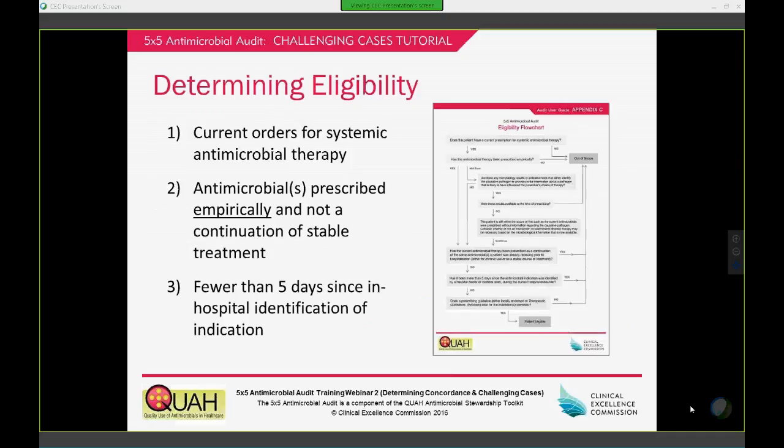So we'll just review the key eligibility criteria from the first webinar session. The first point is current orders for systemic antimicrobial therapy. The second point is antimicrobial therapy has been prescribed empirically and is not a continuation of stable treatment. Remember that empirical prescribing means that at the time of prescribing, the doctor didn't know the causative organism for that particular infectious condition. And the third point is that it's been fewer than 5 days since the in-hospital identification of the indication.